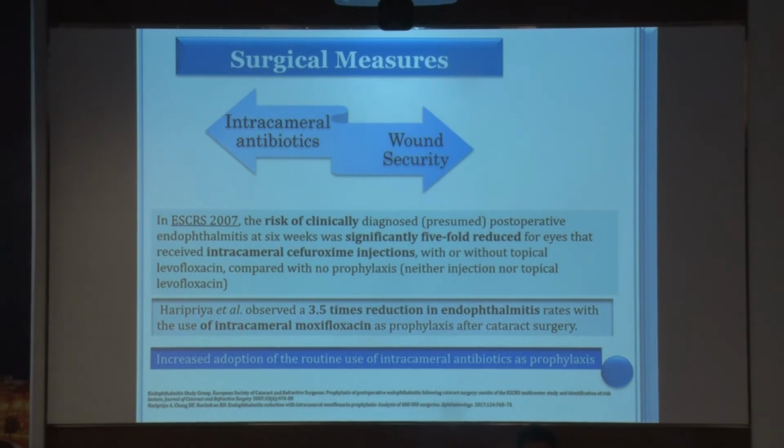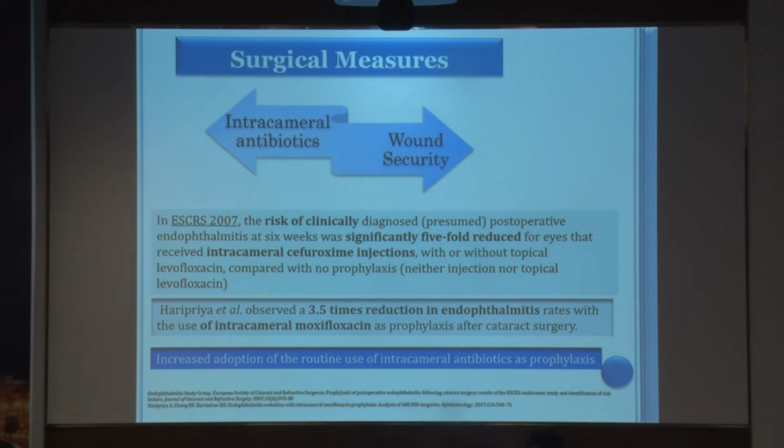A lot of buzz is going on regarding intracameral antibiotics, and there are studies which have shown that intracameral antibiotics, cefuroxime, was reported in ESCRS 2007, long back, that intracameral cefuroxime prevents endophthalmitis to a great extent, a 5-fold reduction in endophthalmitis. Then people started using moxifloxacin, and unpreserved moxifloxacin is something that one should use, not the preserved moxifloxacin.